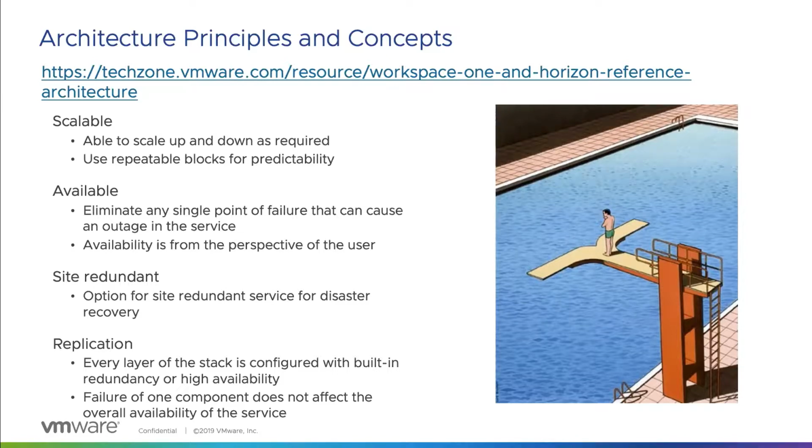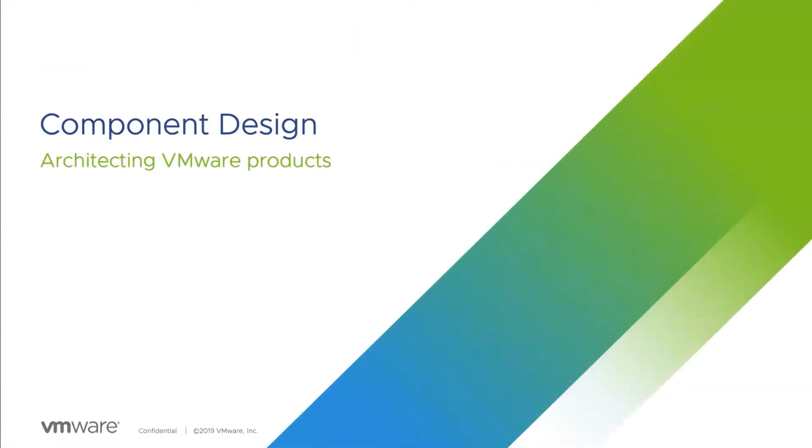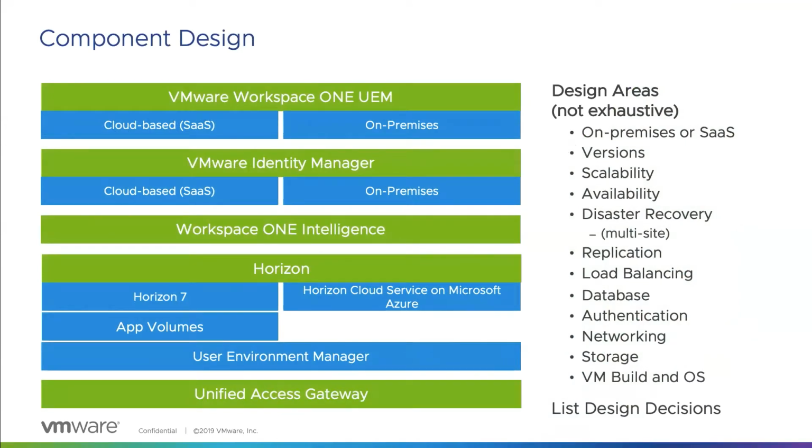Okay, so these are the 4 considerations that we will be looking at, and with that, let's go to the component of design. So this is a slide for Workspace ONE. Workspace ONE, as you know, is a suite of products, and it's not just one. It's an umbrella, right?